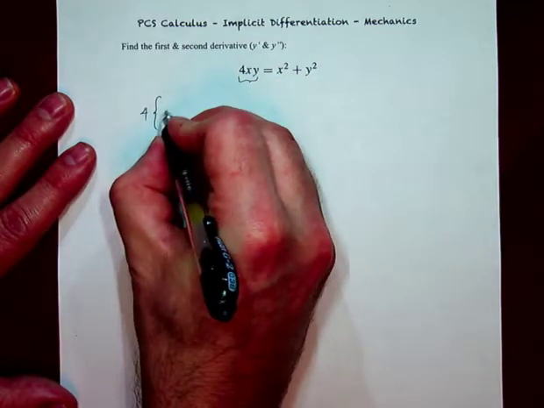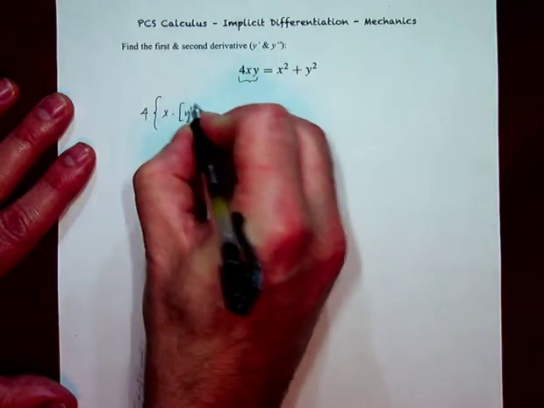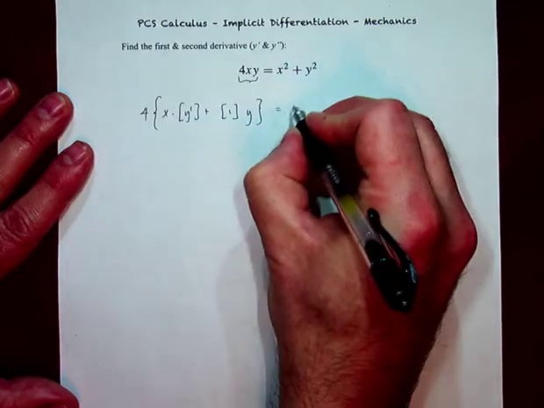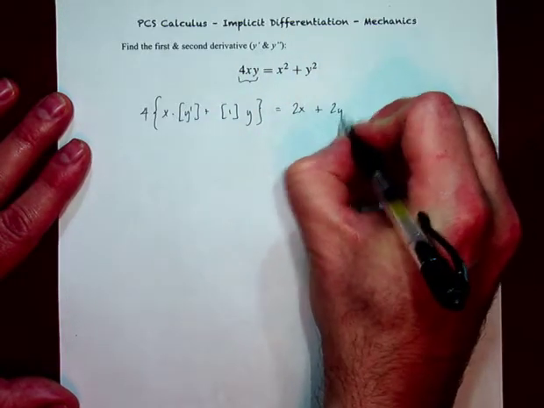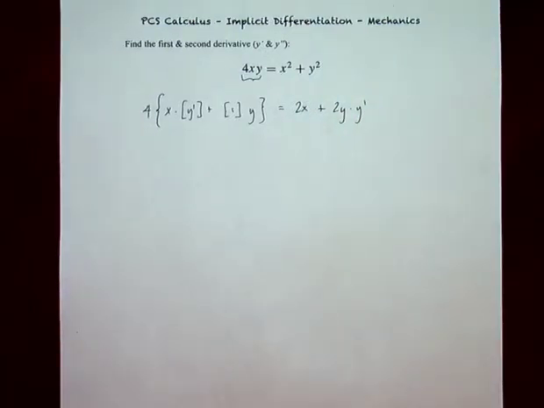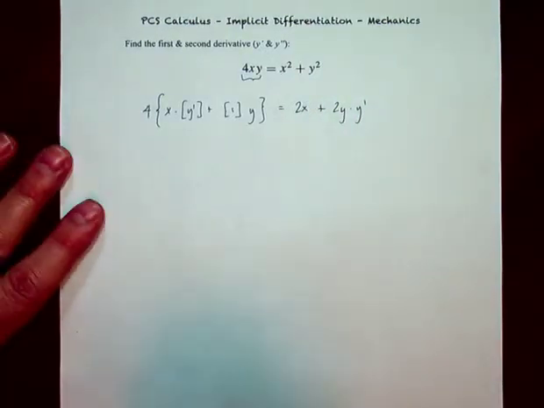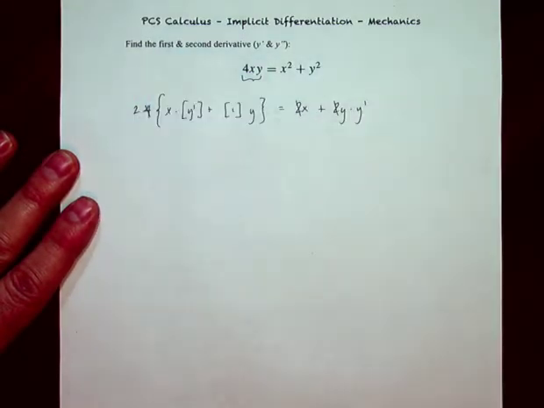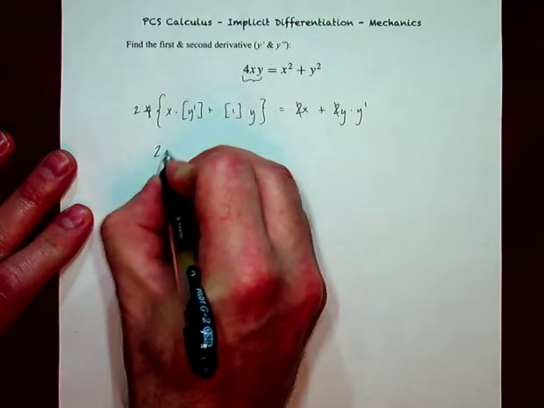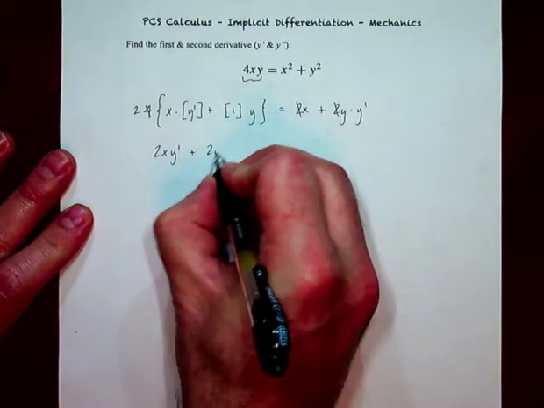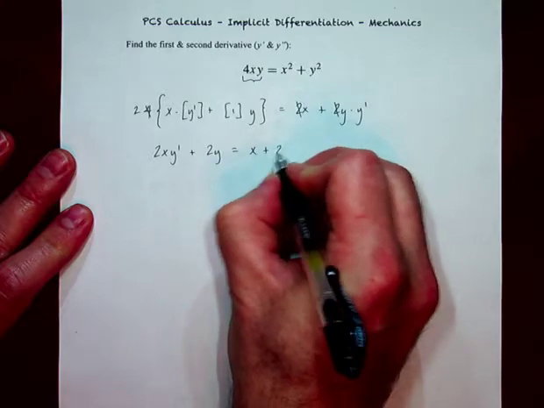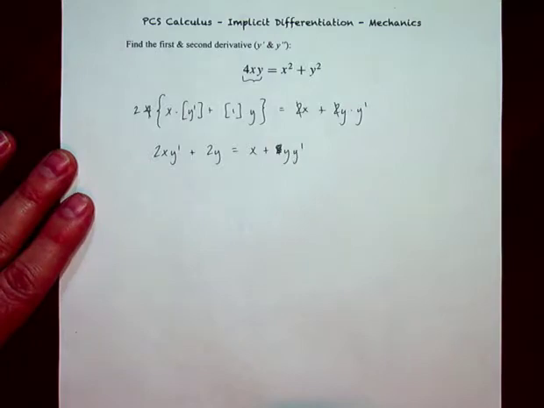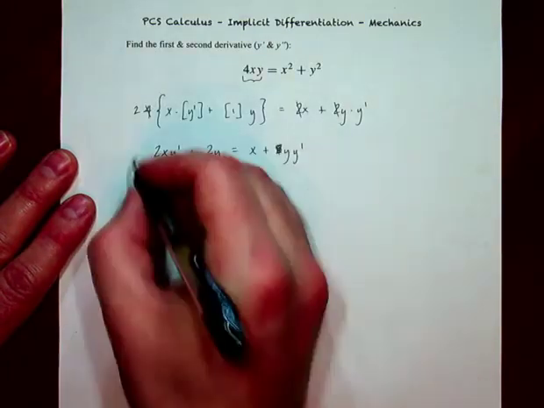So I get x times y prime plus 1 times y, and then over here it's 2x, and we've seen this enough times to where it ought to be y squared becomes 2y prime. Okay, I can divide through by 2 if I want, and that becomes 2 over here. This becomes 2xy prime plus 2y is equal to x plus 2y, or not, sorry, that 2 is gone, y prime. Okay, well, let's gather all the y primes over here on this left-hand side.